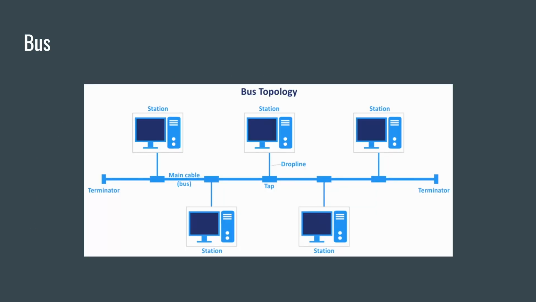Here's a diagram of the bus network type showing that main cable going across the middle and all of the stations connected to it.